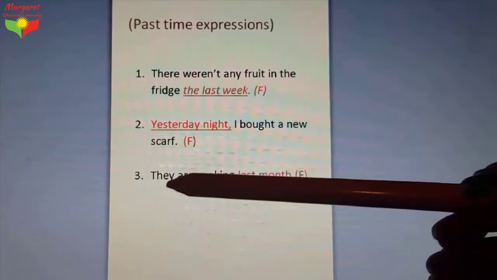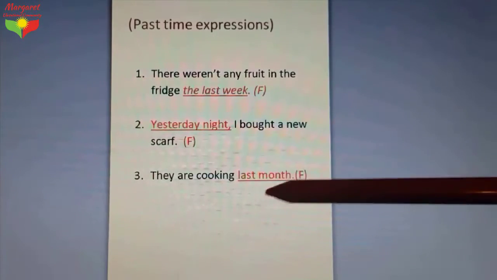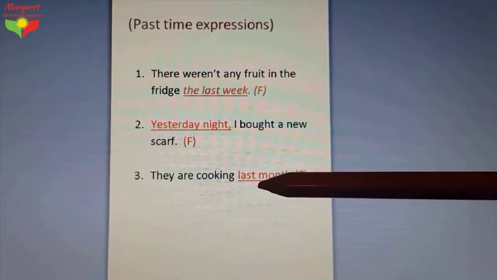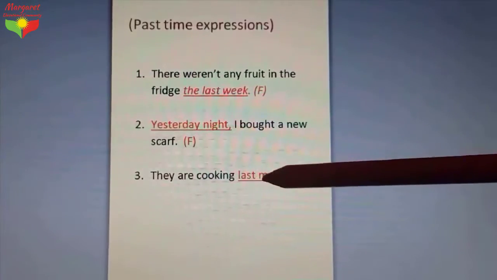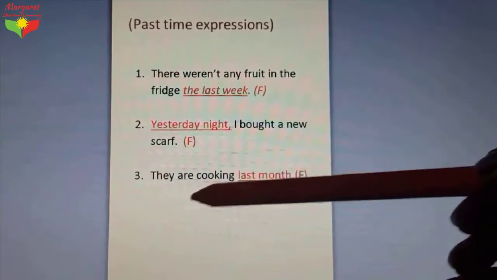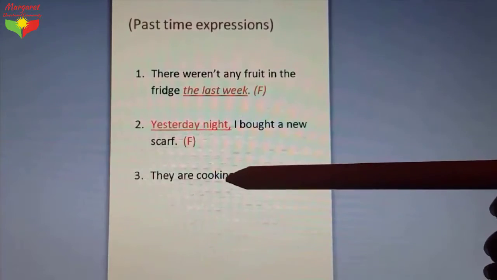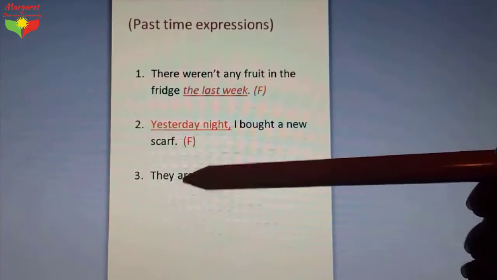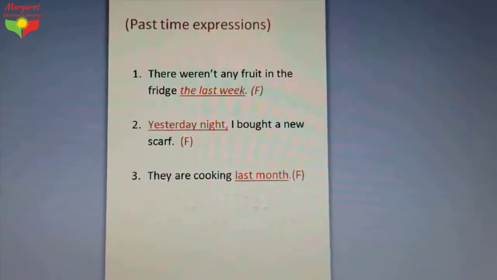Okay? You have to correct the sentence. You can change the time expression, bring a time expression which you can use with present sentences. You can say they are cooking right now, they are cooking now, or you can change this sentence. You can say they cooked last month. So avoid are and ing, and make the verb past, it will be they cooked. Okay? They cooked last month. Is it clear?